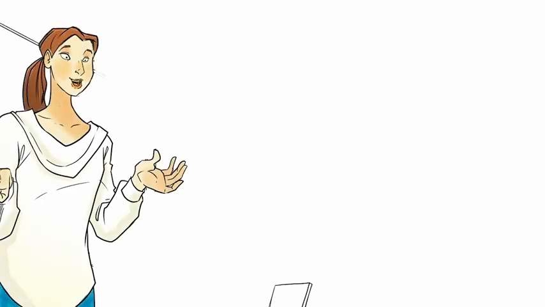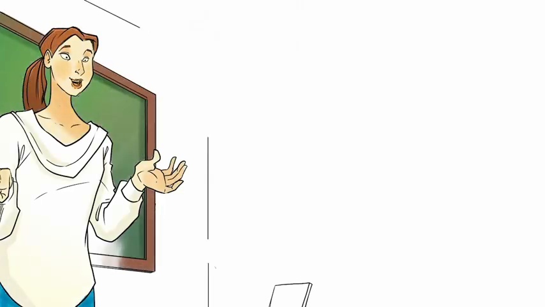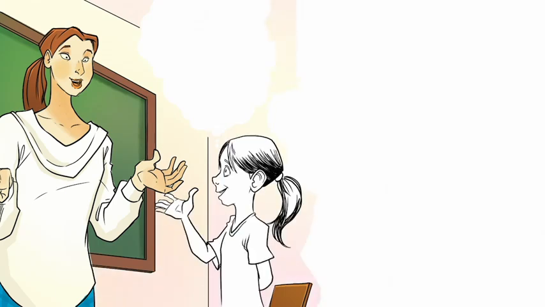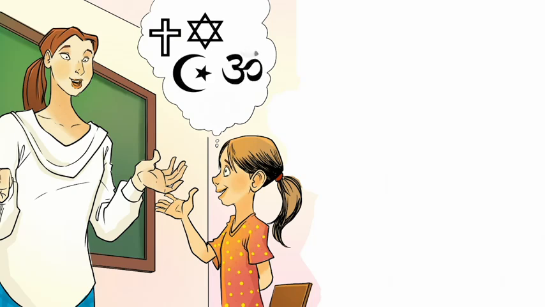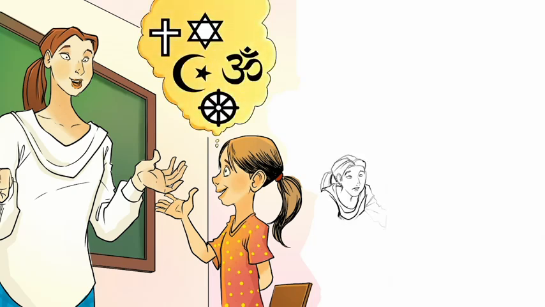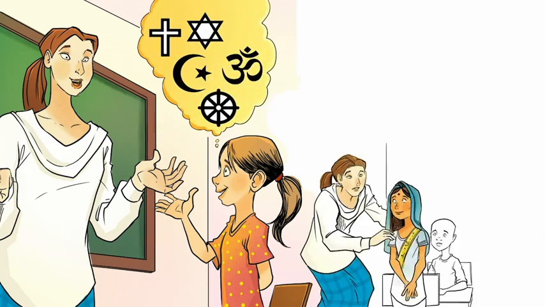Lastly, there must be equality before the law. No individual or group should be discriminated against by the law. Can you give an example of how this applies at our school, Jenny? I guess discrimination could be based on religion, so at our school, we shouldn't make fun of kids just because they have different beliefs. Yes, a very good example.